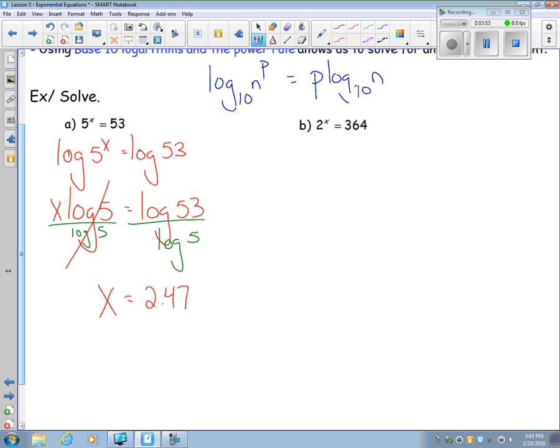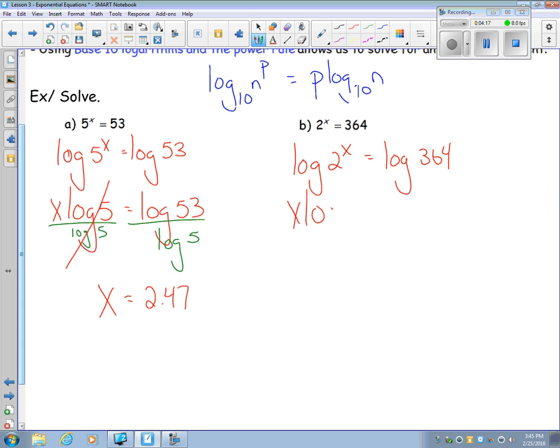Okay, so you guys try the second one, see if you can figure it out. Same idea, just different numbers. I know I'm using this idea if I can't make my bases the same. If I can make my bases the same, I can use exponents. But there's no way I can make a 2 into a 364. Okay, so we take our log of 2 to the x. It has to be the log of 364.